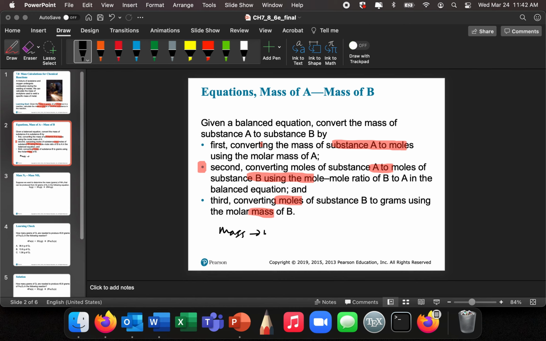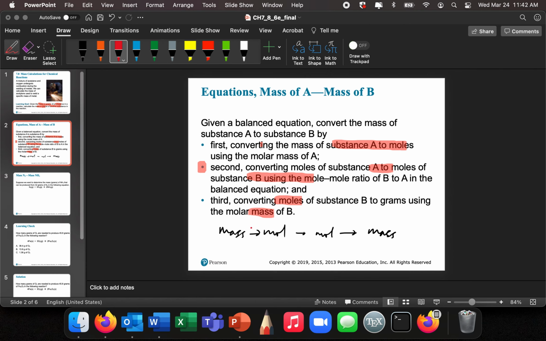mass to moles, moles to moles. I guess I can put an arrow there, right? No, let me do that. We're going to go, there's my moles to moles right there, and then moles back to mass.